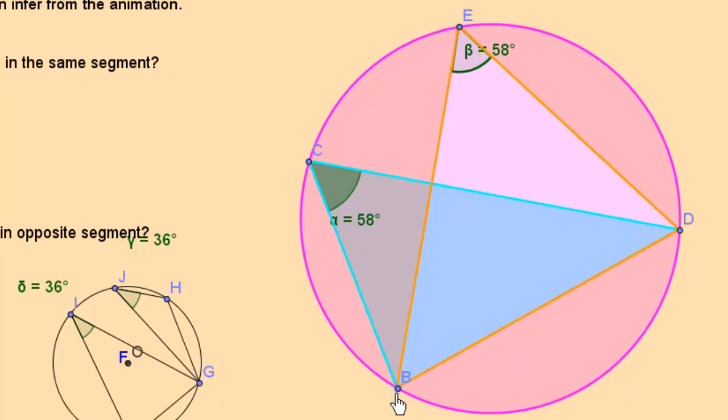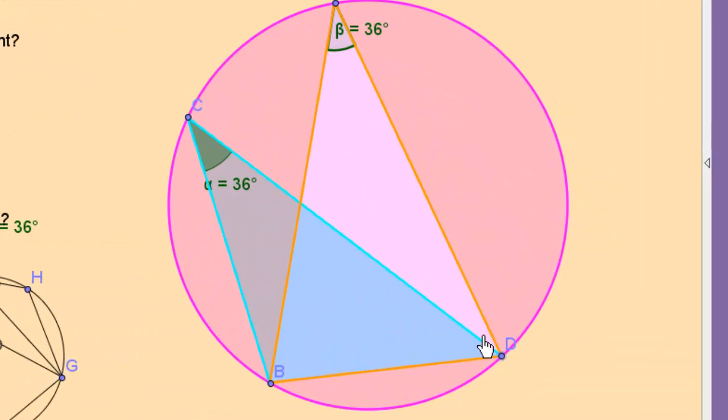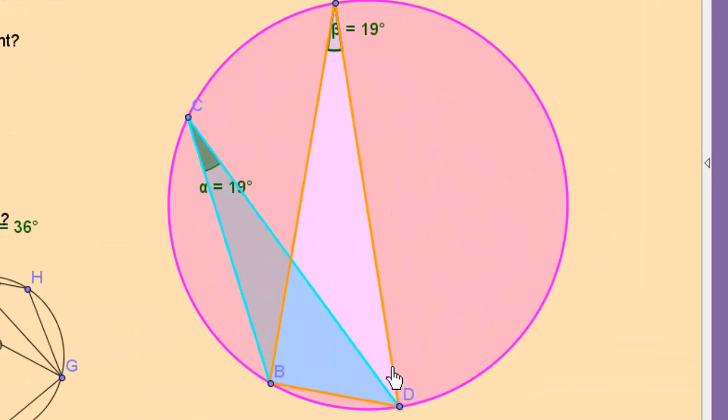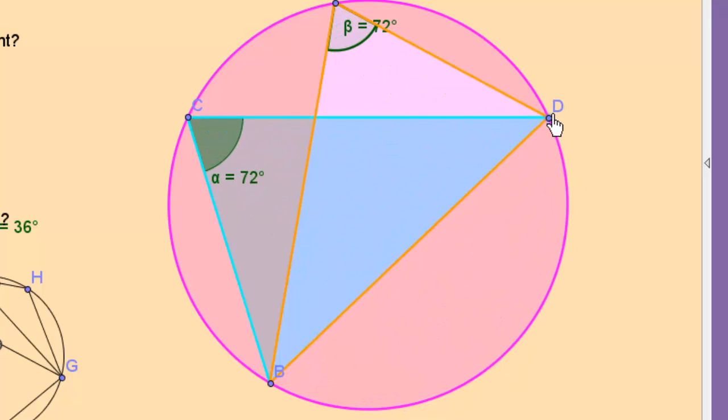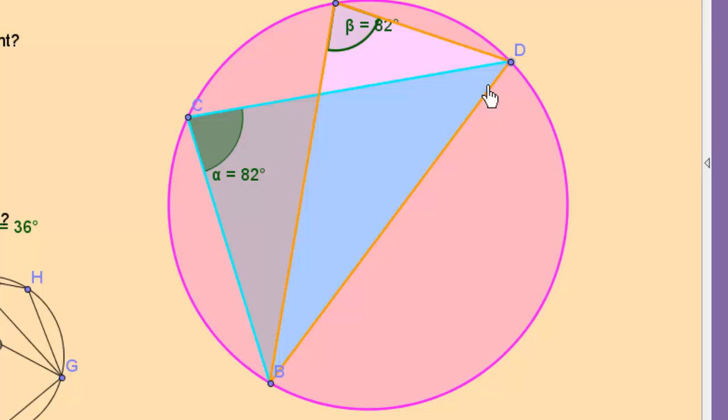Now observe as I change the length of the chord how the angles also change. As at now, they are both 36 degrees. They are both 18 degrees now. If I move it around, they are still of the same value.